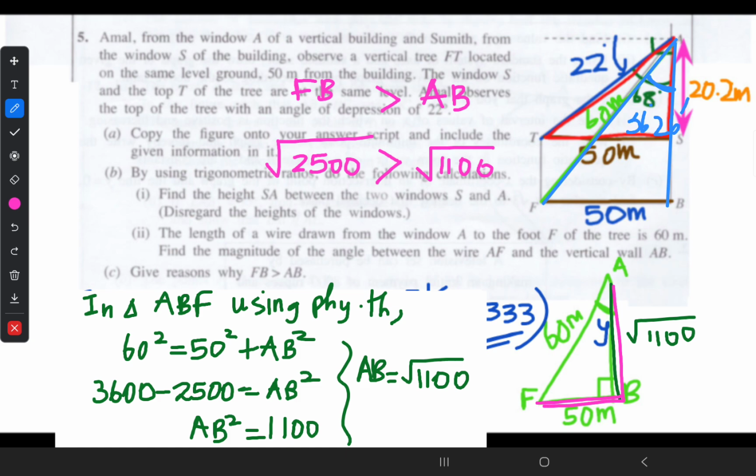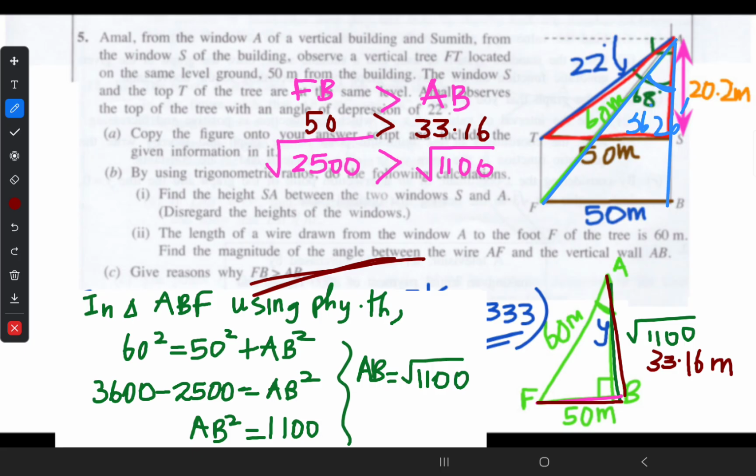Since it is a right triangle, we have our Pythagoras. So we can use this theorem. In this, I found this is 50, this is square root of 1100. Otherwise, if this one is complicated for you, you can find the square root of this one. So when we found the square root of 1100, it will give you around 33.16 meters. So comparing this one and this one, FB, that is 50, is greater than 33.16.